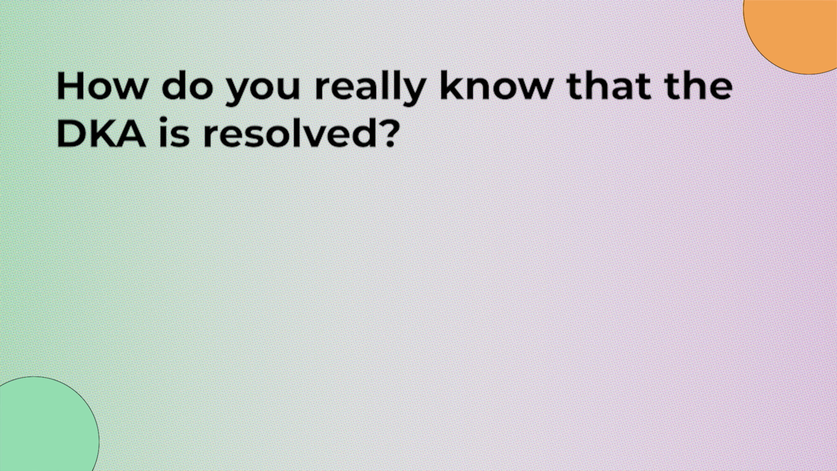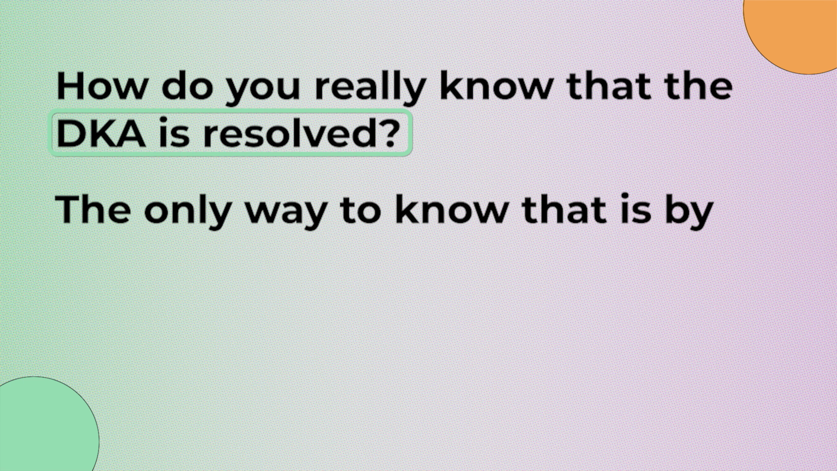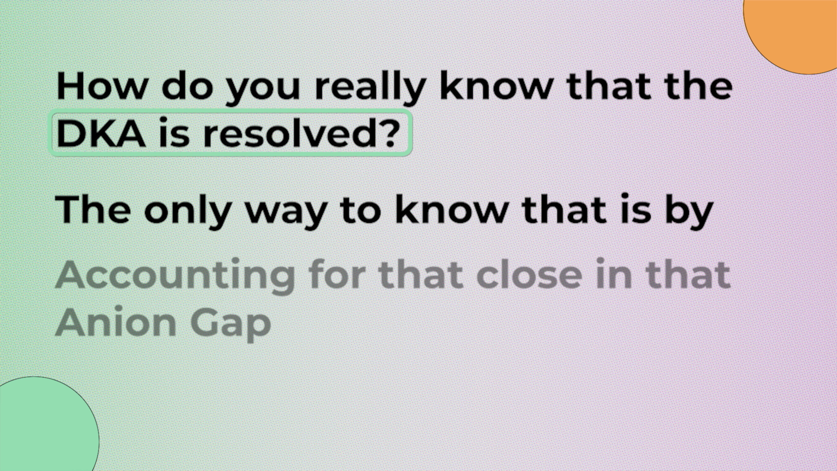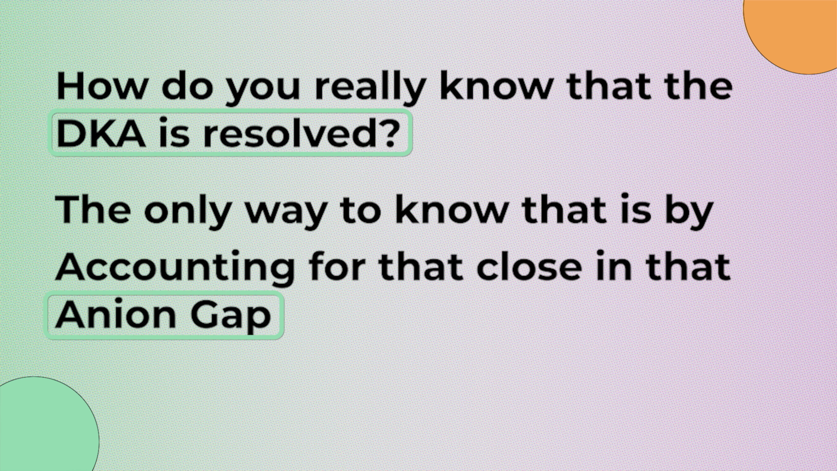What happens a lot is that sometimes the nurses will say, oh, well, the blood sugar is normal, why can't we just shut off the insulin drip? The DKA is resolved. So the question is, how do you really know that the DKA is resolved? The only way to truly know that is by accounting for the closing of that anion gap.